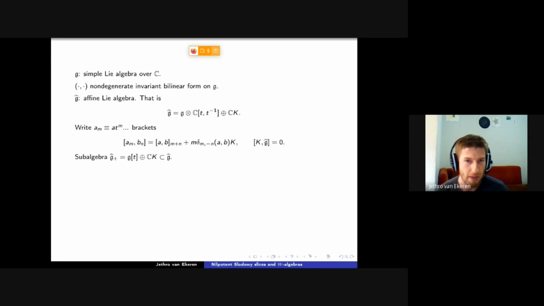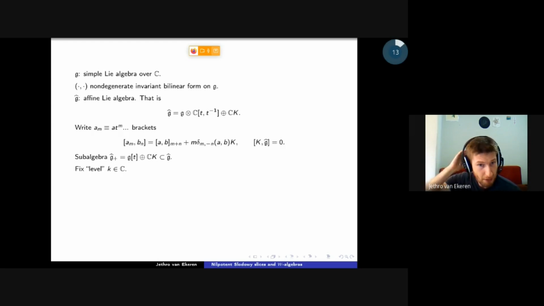And I'd also like to talk about modules over the affine Lie algebra. So for this, I'll introduce g-hat plus. This is, in a sense, the positive half of the algebra. So this is g[t] plus the central element sitting inside g-hat.